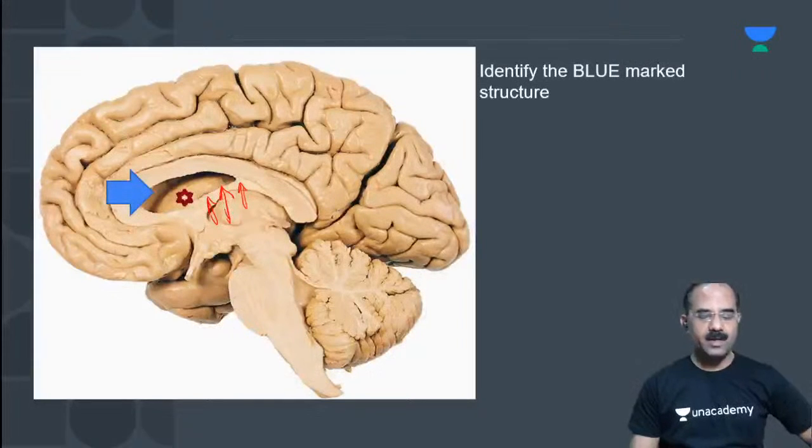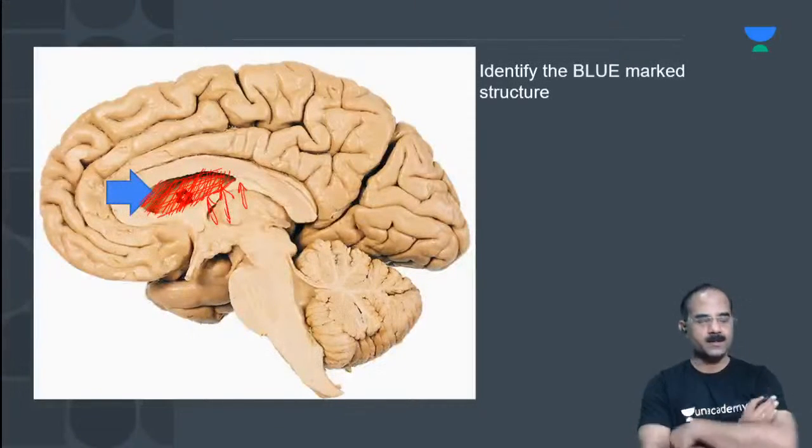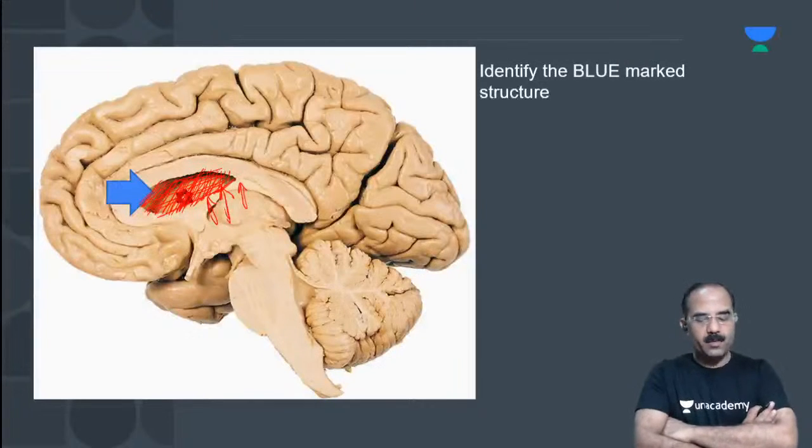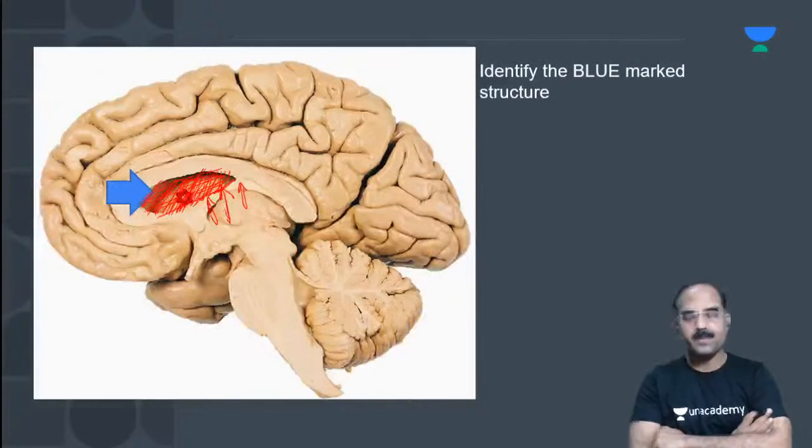No, that's not the third ventricle. That's a fornix. This is the fornix. If I draw something here between the corpus callosum and the fornix, what is this structure which I've drawn here? Any guesses? Between the corpus callosum and the fornix, that's a septum pellucidum. Very good, that's a septum pellucidum.